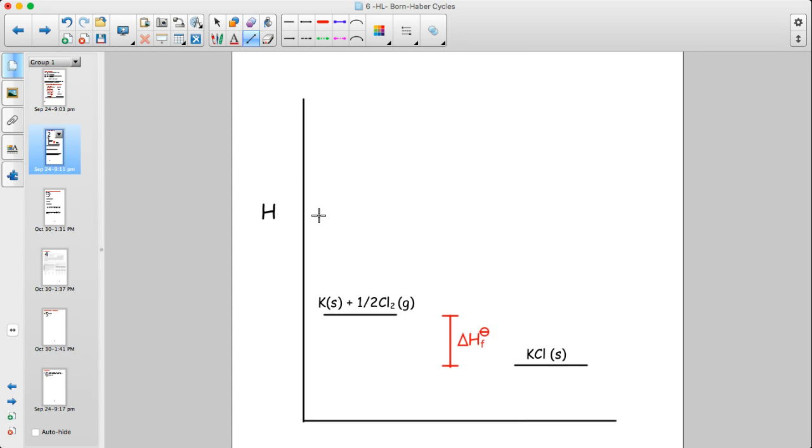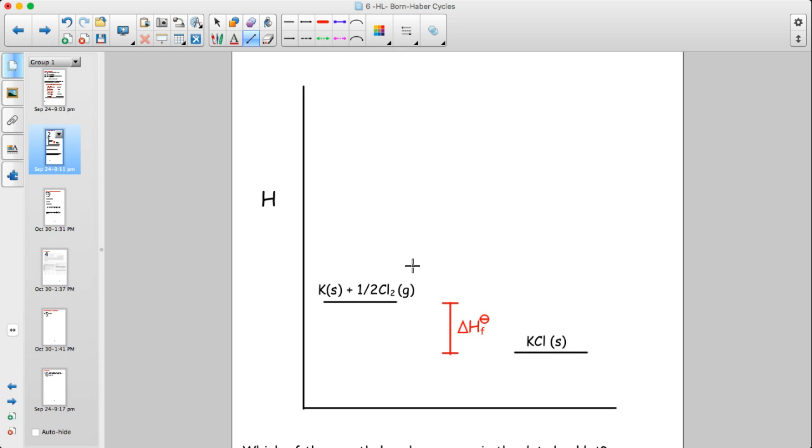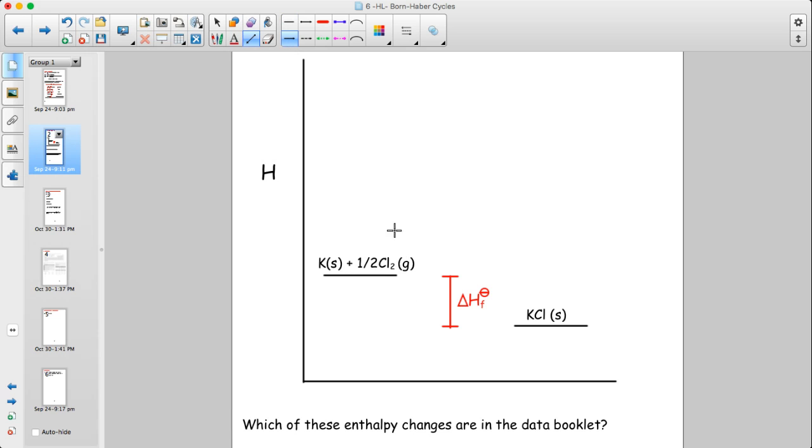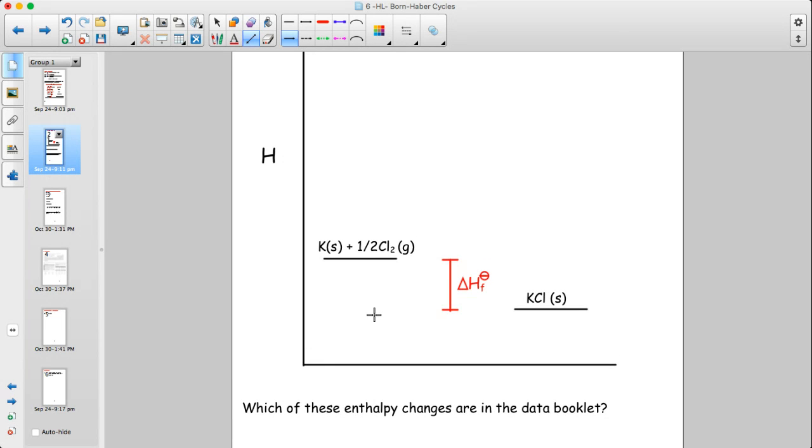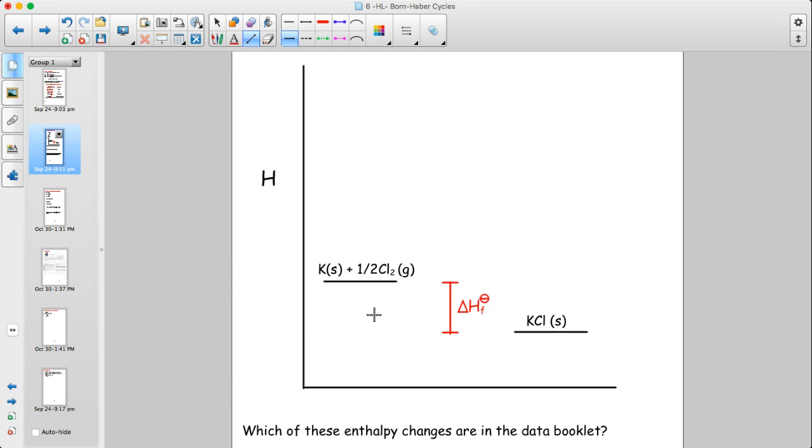Oftentimes it gets represented on an enthalpy level diagram. It doesn't always get represented on one of these, but it's fairly common for it to be represented on an energy level diagram. So we've got potassium solid, we've got chlorine gas. I think it's helpful to think about these things in stages. Otherwise, you've got a lot of different enthalpy changes to keep straight. And so I think kind of categorizing the changes is helpful.